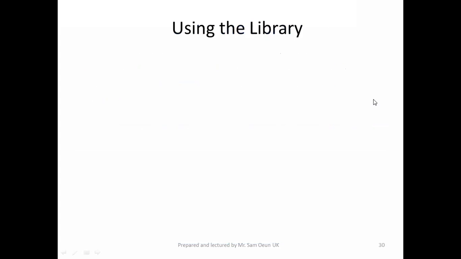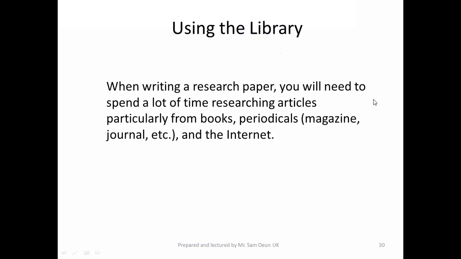Okay, so now we're talking about how to use the library. When writing a research paper, you will need to spend a lot of time researching articles, particularly from books, periodicals, magazines, journals, etc., and the internet. You need to read, you need to summarize, you need to do note taking, and then you need to do synthesizing.